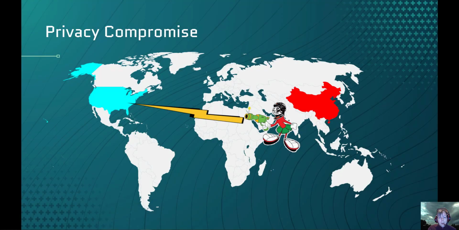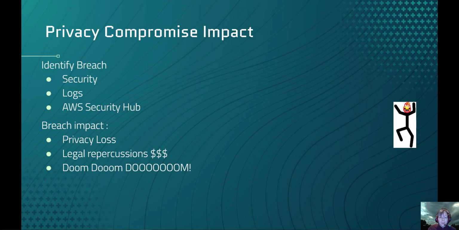When, not if, there's a privacy compromise, which may or may not be from an advanced persistent threat, you need to identify the breach with security alerts, logs, AWS Security Hub. You need to assess the breach impact with privacy loss, what legal repercussions are there, and general doom.